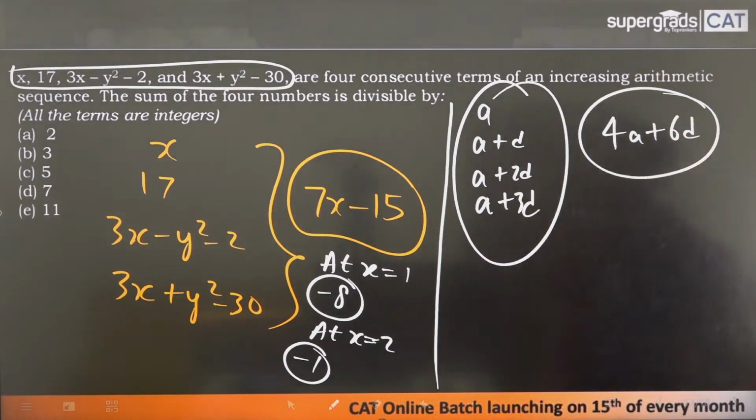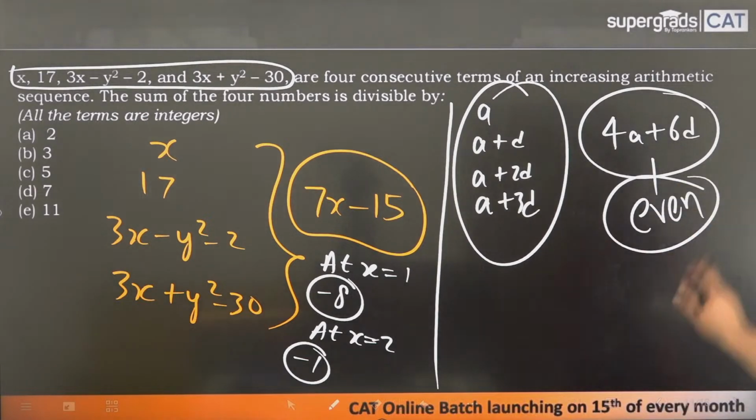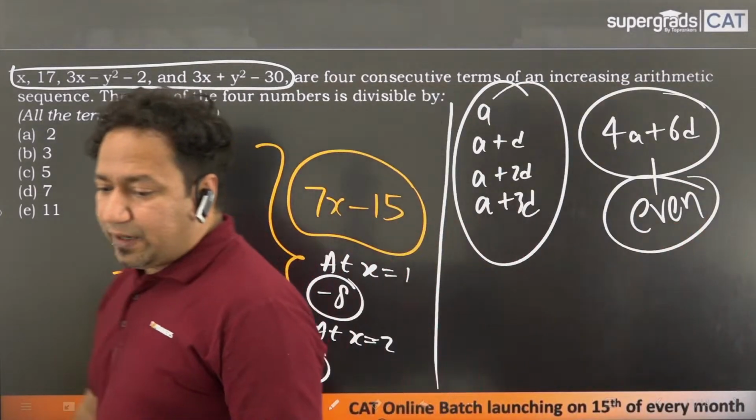By the way, anyone can say that 4a plus 6d will always be even. Whatever the value of a and d we put, it will always be even. Why?